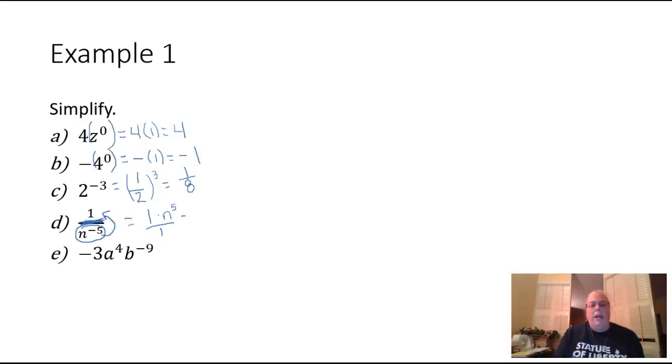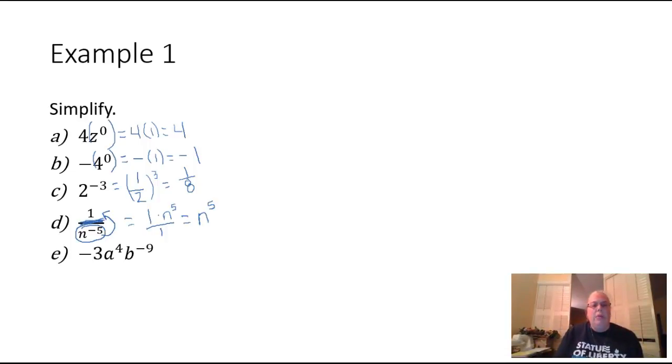And then when I simplify this, we're just going to have n to the +5 power, because 1 times n to the +5 is n to the +5, and then n to the +5 divided by 1 is just n to the +5. So remember, if you cross the line, you can change the sign. That only works when the exponents are negative.